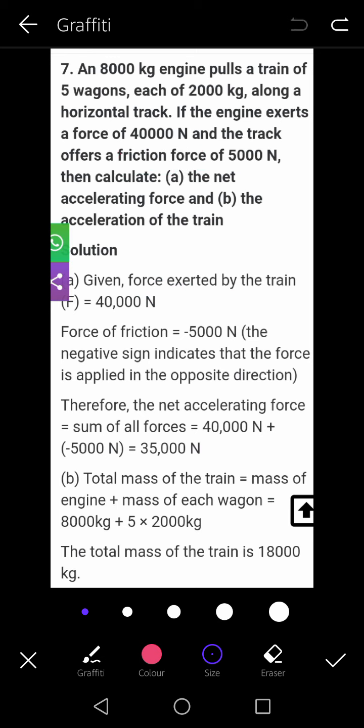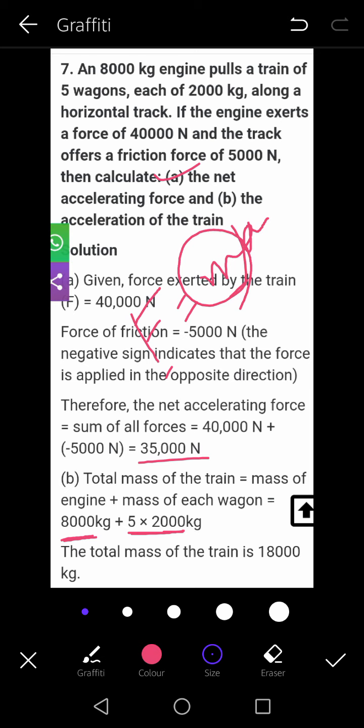So this is the force exerted. Total force is 35,000 Newton. Okay, so that is the answer of question A, total force. Now the acceleration. For acceleration we have the formula F equals ma. Force we got as 35,000. Mass will be the total mass of the train. The engine has a mass of 8,000 kg, plus 5 wagons, each with a mass of 2000. So 2000 into 5 is 10,000 kg, plus 8,000, the total mass m is 18,000 kg, and force is 35,000 Newton.